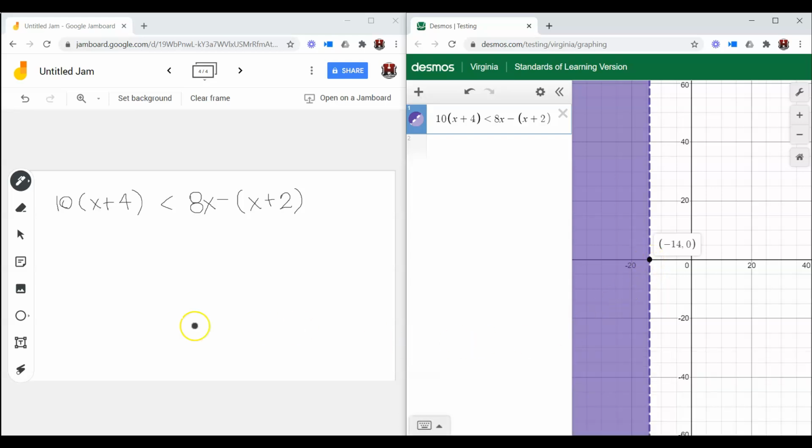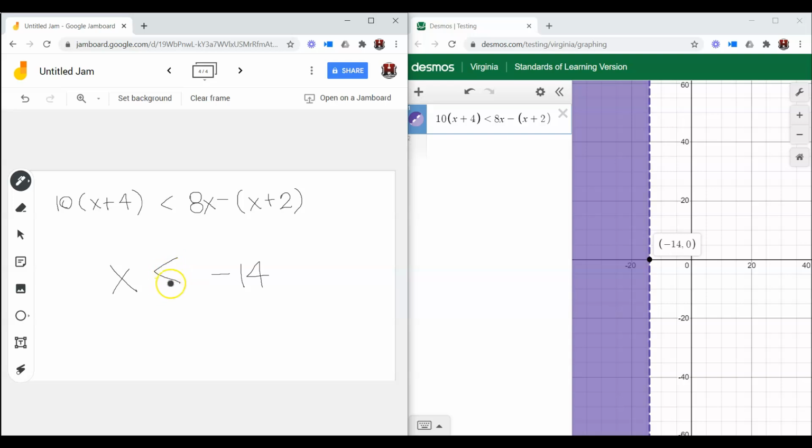So I click right here and I find out that my number is a negative 14. So I'm going to write an x, I'm going to write a negative 14, and I want you to notice I'm leaving space in the middle for my inequality sign. Now, should that inequality sign point left or should it point right? Well, when I look at my graph, what I can see is the shading is on the left. So my symbol needs to point left, which would be a less than.